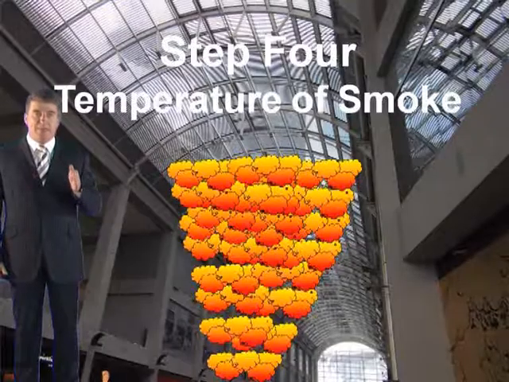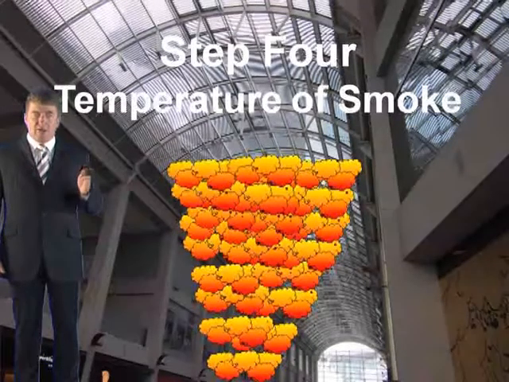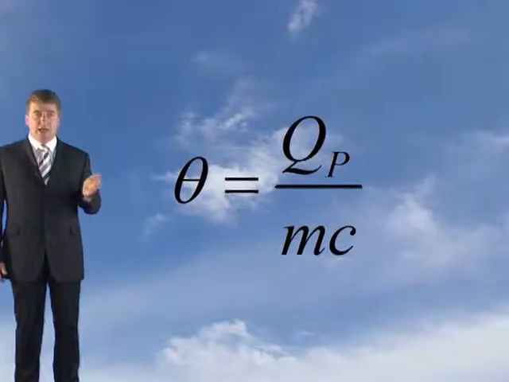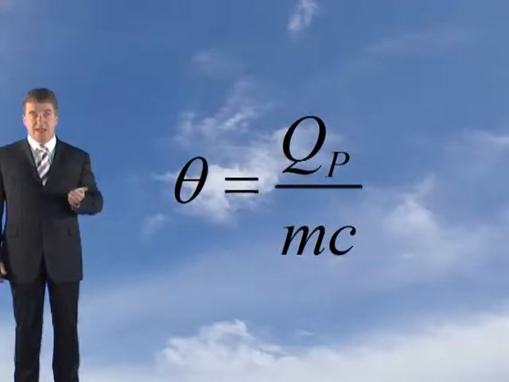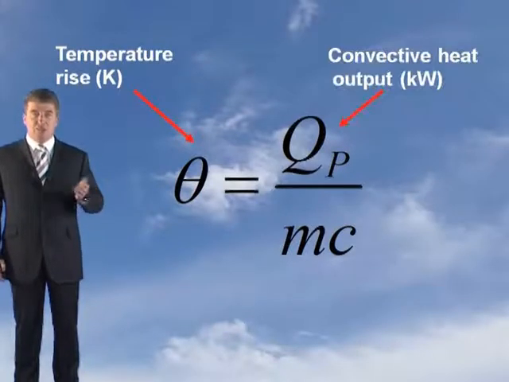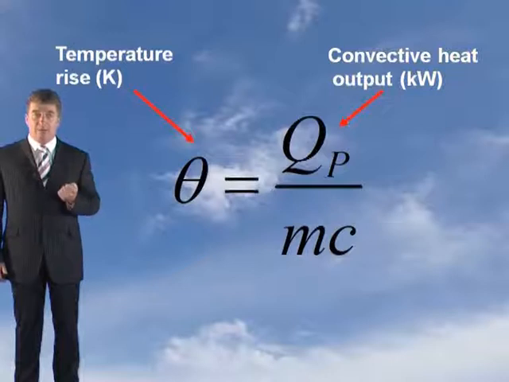That fire size with that smoke layer will give you 107 kilograms per second mass flow rate. We know how much smoke is going to produce. Now, how hot is that smoke going to be? Let's move on to step 4. Step 4 is determining the temperature of the smoke. Now, to determine the temperature of the smoke, you use the following formula. Theta equals QP divided by MC, where theta is the increase in temperature. Your QP, don't forget, is your convective heat output.